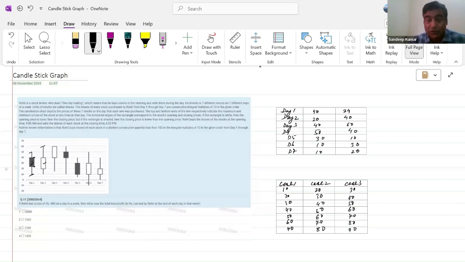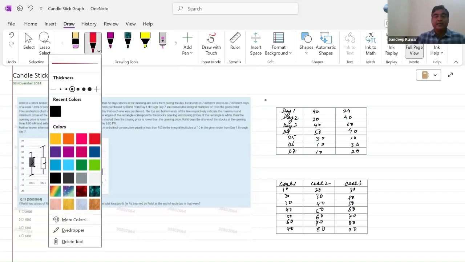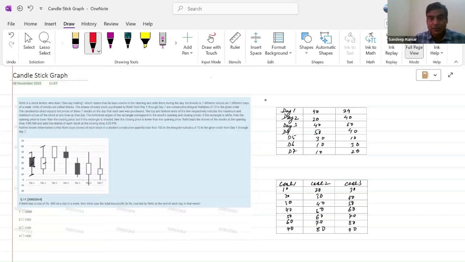Now let's take the situation of Rohit having a loss on one of the days. On which of the days does Rohit have a loss? Rohit has a loss on day 5. Okay, Rohit has a loss on day 4.